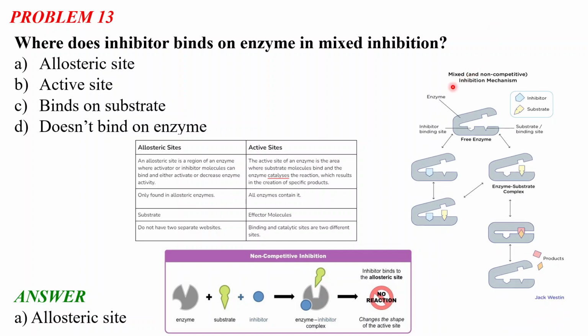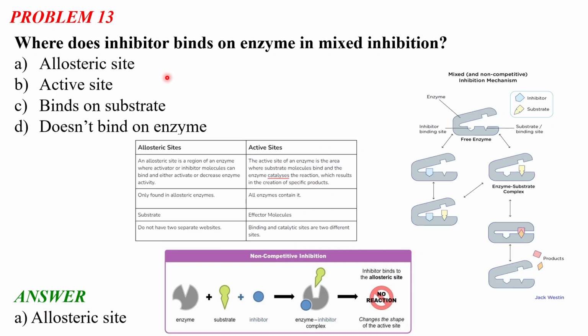So mixed inhibition and non-competitive inhibition are the same. In mixed or non-competitive inhibition, there is an allosteric site and there is an active site. The inhibitor molecule first binds to the allosteric site. If the inhibitor molecules bind to the allosteric site, the substrate cannot bind to the active site, and we do not have enzyme-substrate complex formation or any product formation. So the inhibitor molecule binds to the allosteric site in mixed inhibition or non-competitive inhibition.